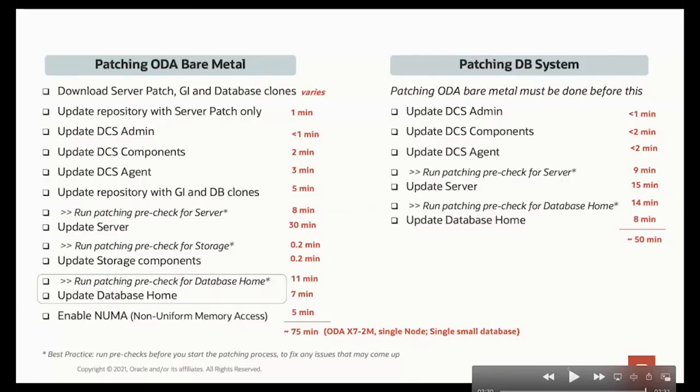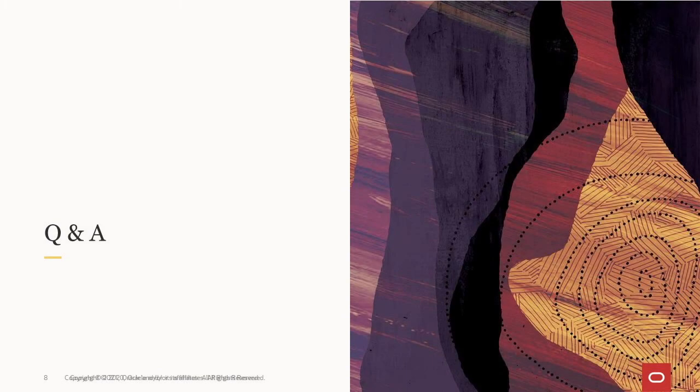And to compare the time, you can see what it took to patch a DB system, right? The components, the server, 24 minutes, if you run that pre-check at the same time, and the database about 22 minutes, right? That's what it took. And remember, this is per DB system that you've got to run. So this is the end of the demo. Feel free to ask questions.